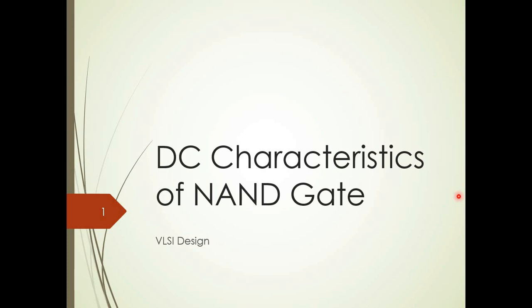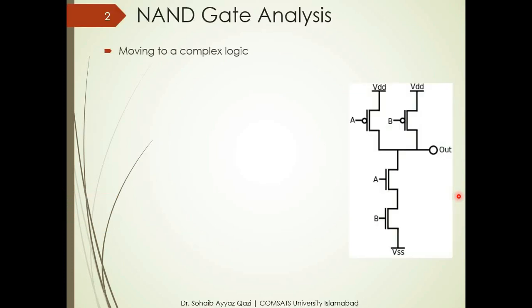Now after this lecture, you will be able to analyze how complex circuits behave regarding the rise time, fall time, and maximum switching frequency. So the analysis of NAND gate means we are moving to a complex logic network. Here you can see that in an inverter circuit, we have only one PMOS and only one NMOS. Now we have multiple gates: we have two NMOS and two PMOS. Two NMOS are in series, and two PMOS are in parallel.